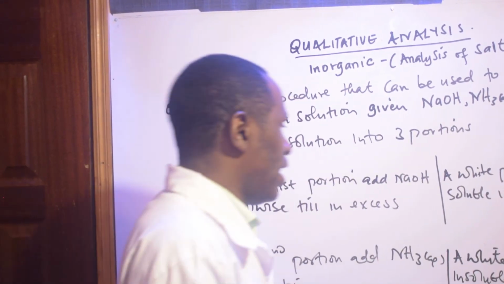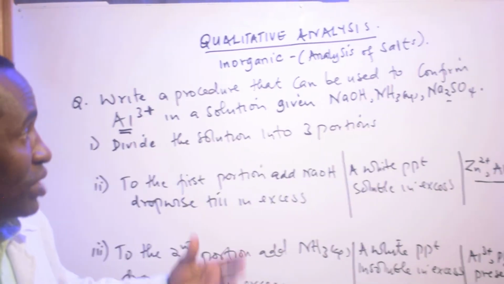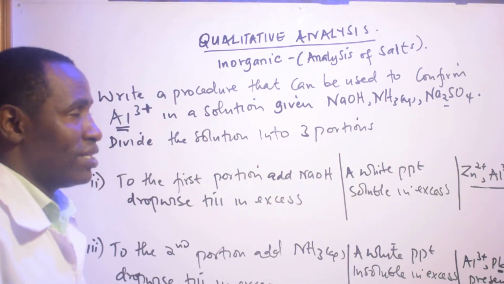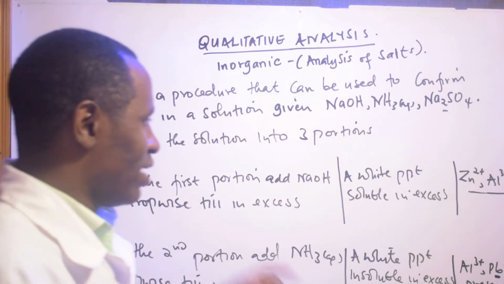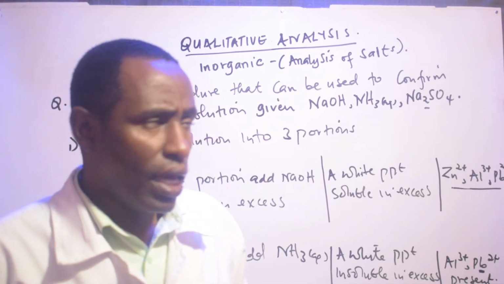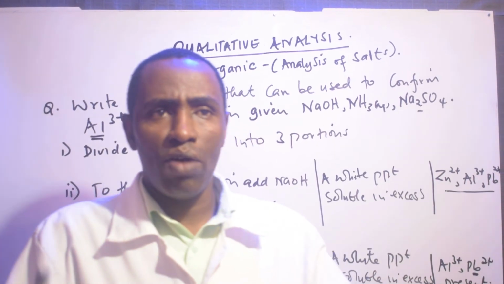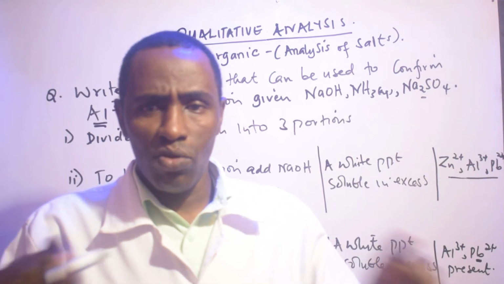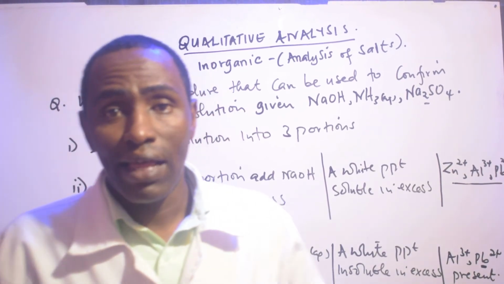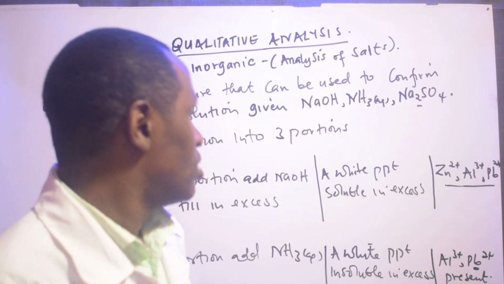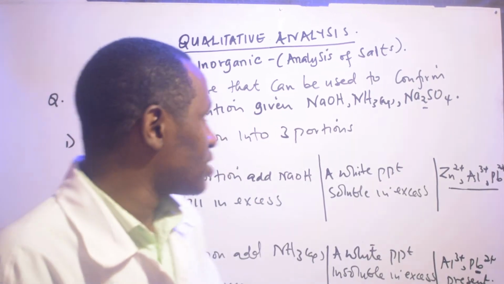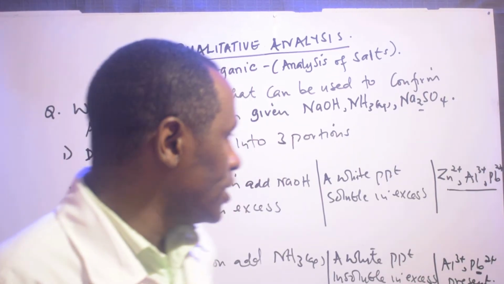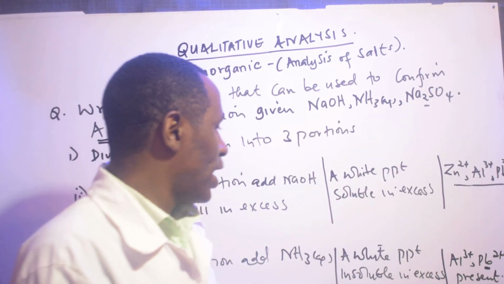So I think in my second series I'll also be taking you through the analysis or identification of anions, so that at the end of the day we should be able to think about a salt. When you're given a salt, you should be able to identify that salt by looking at the anion part and the cation part. So I think that marks the end of my first series on qualitative analysis theory, and that is the inorganic part.